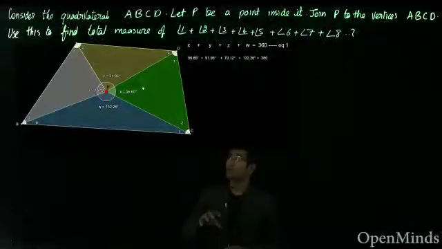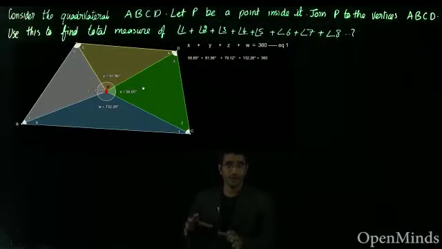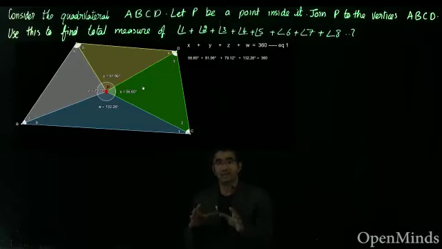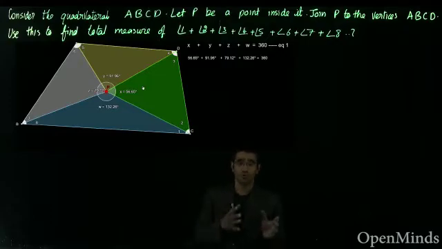Hey guys, now let's talk about this thing. This is another way of finding out the angle sum property of a quadrilateral: if you add all the angles inside any quadrilateral, the sum is always equal to 360 degrees.